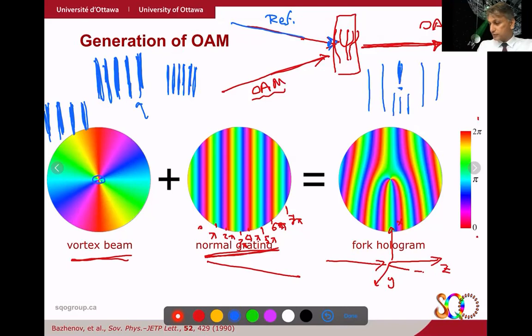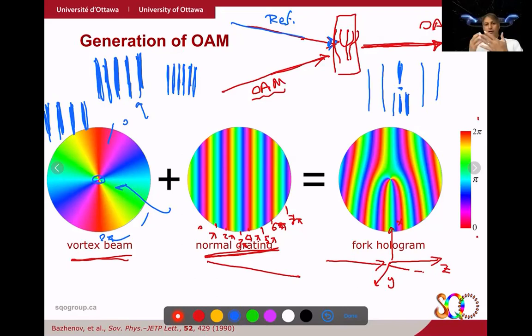For example, here is a phase jump of 2 pi, because it's changing from 0 to 2 pi and 2 pi again to 4 pi. So then essentially you will get two fringes here, more than the standard one. So this is the approach that people use to create OAM carrying beam with a computer. So essentially on the computer, you do the simulation, you create this hologram.